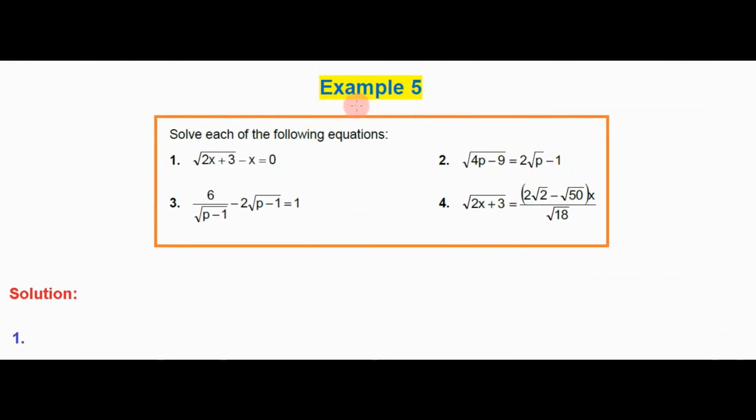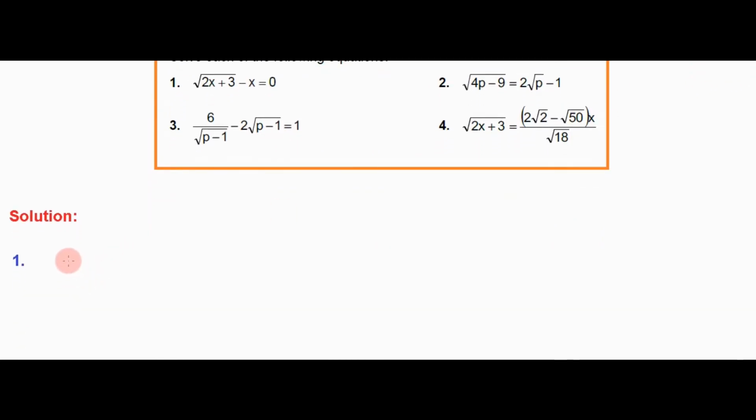So example 5 on surds deals with solving surd equations, and it says solve each of the following equations, and we are given these 4. So let's look at the first one. We have the square root of 2x plus 3 less x equals 0. Now, we always want to isolate the surd on the left-hand side, so we're going to take the negative x to the right-hand side.